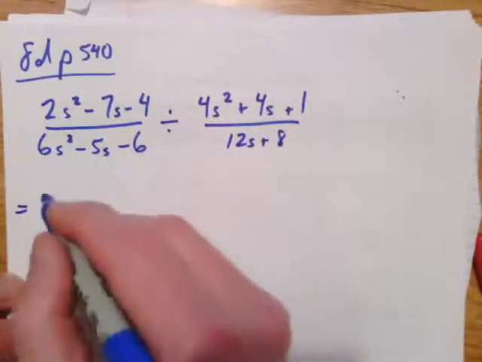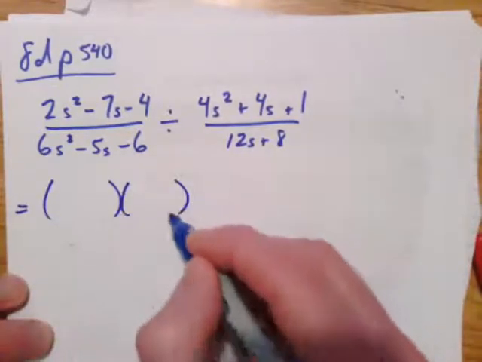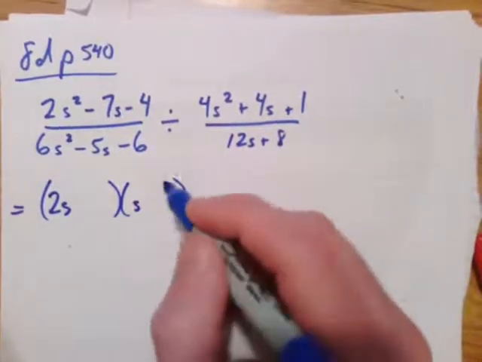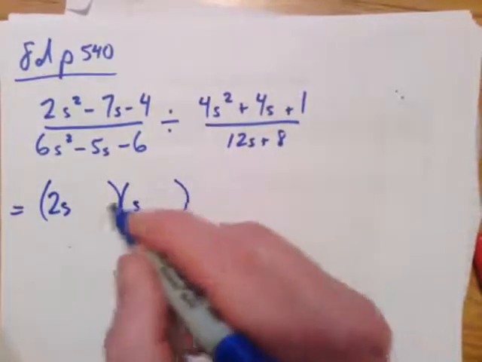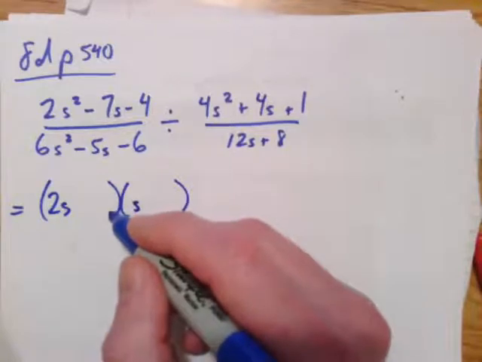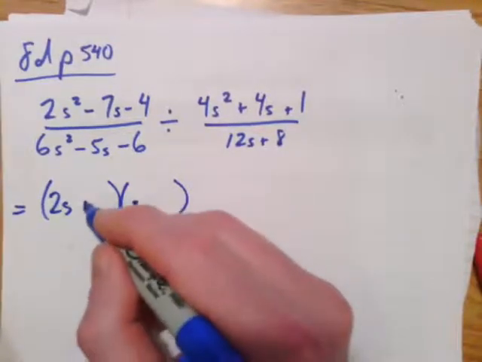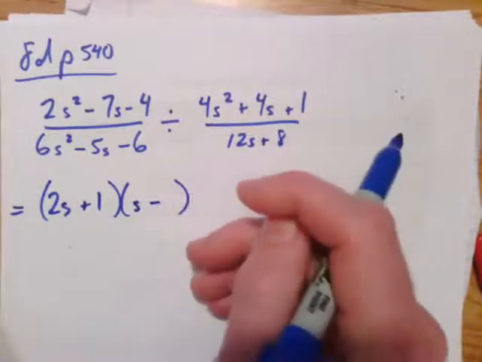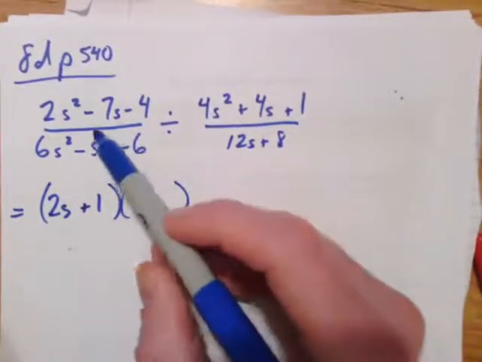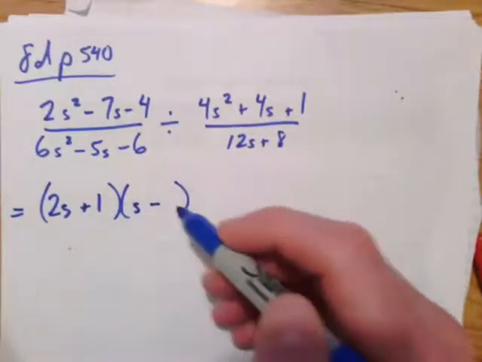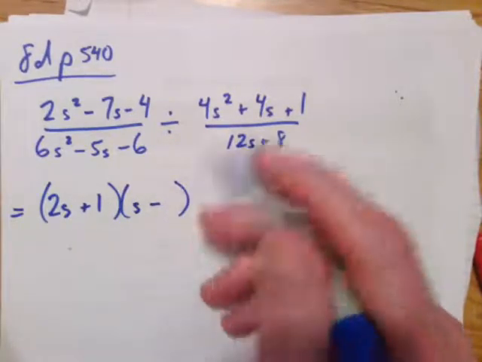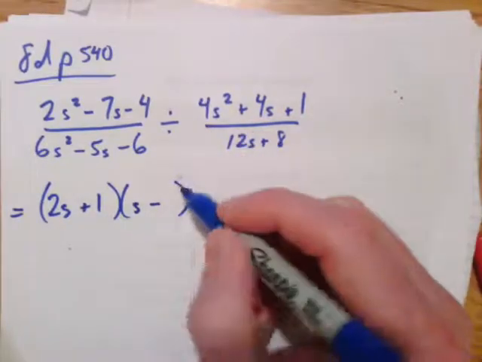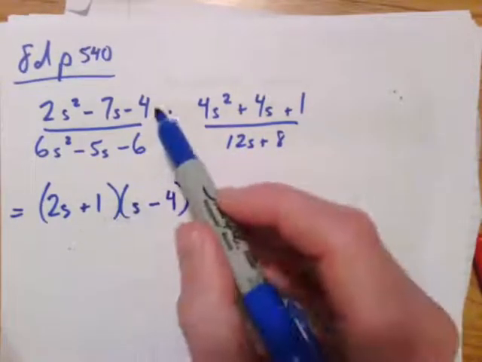Okay, so factor this. 2s and s, and then, so if this was 4, 2 times 4 is 8, minus 1. So it's going to be plus 1 minus, oh, wait a minute. 2, oh yeah, 4.